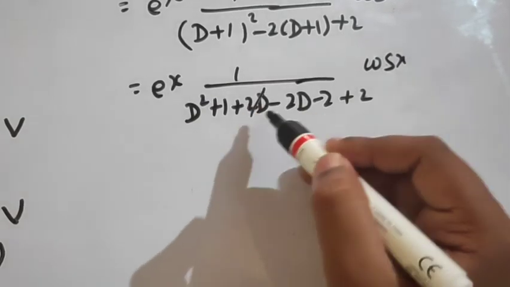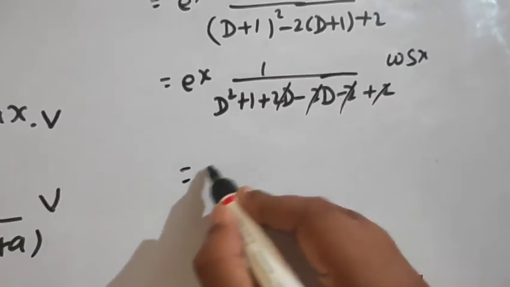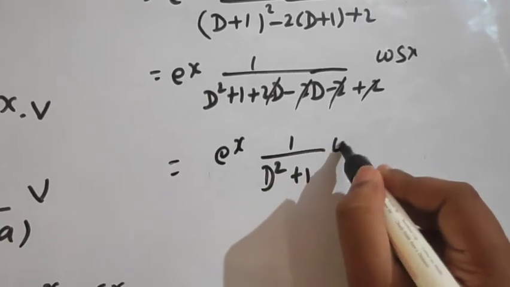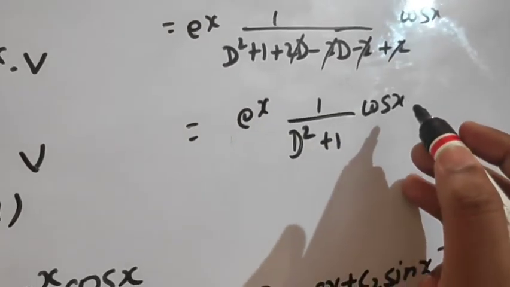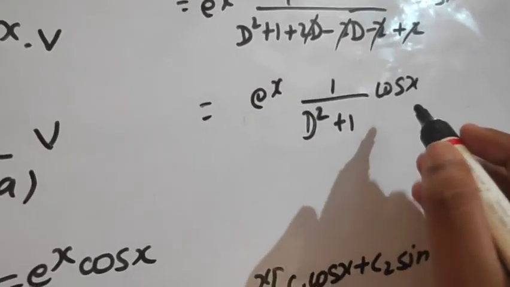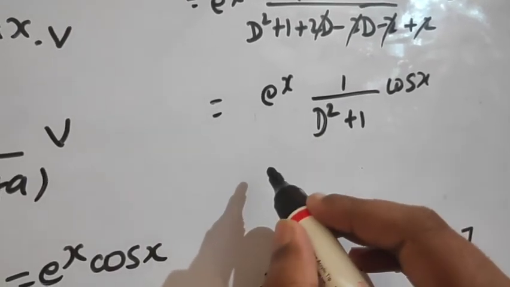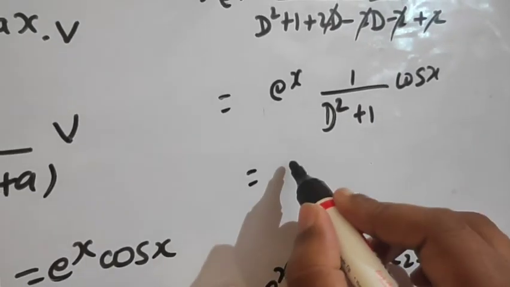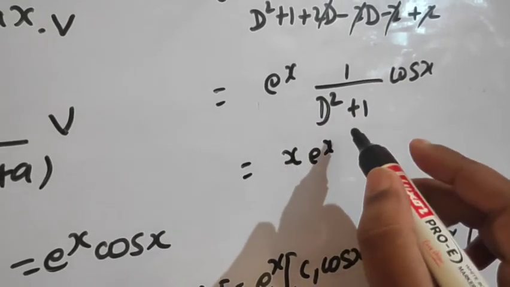So 2d gets cancelled, minus plus gets cancelled, you are getting e power x and 1 upon d square plus 1 operating on cos x. Now you all better know that for cos x we have a is 1, so a square is 1, minus of that is minus 1. If you put this, it will become 0. So what you do, multiply by x, take the derivative, which is 2d.